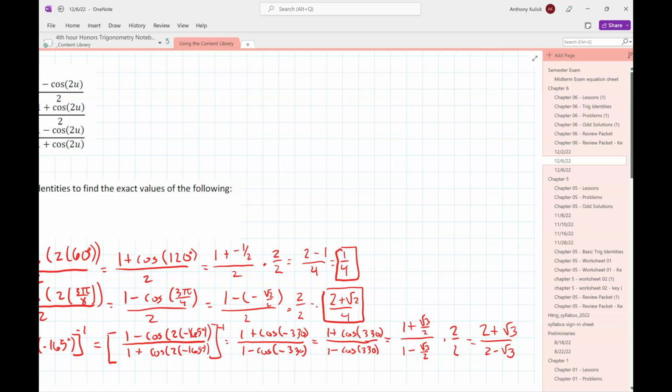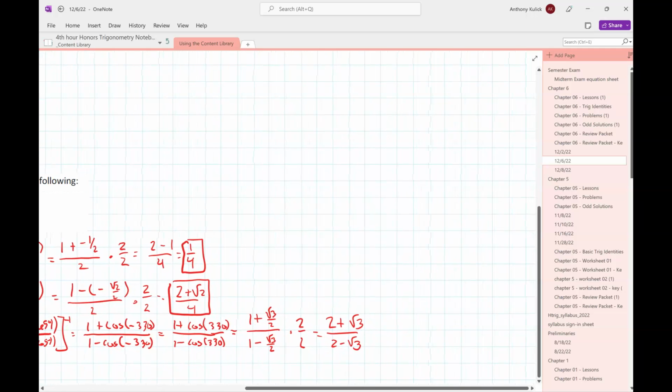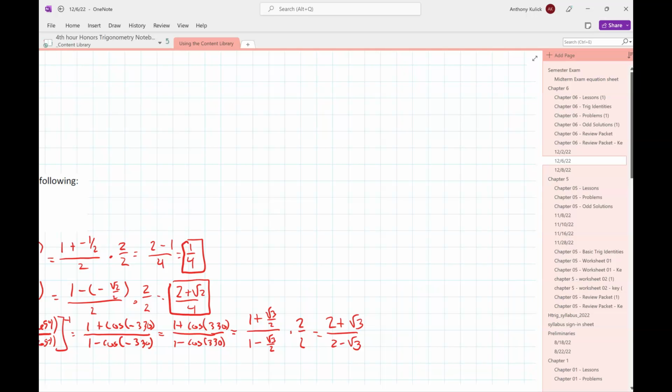Ugh, what's wrong with this? Yeah, we have a radical in the denominator. Oh, blast it all. And it's the hard situation where the radical is being added or subtracted to something. Ugh, who remembers what we have to do to get rid of that? Multiply by the conjugate. Great.